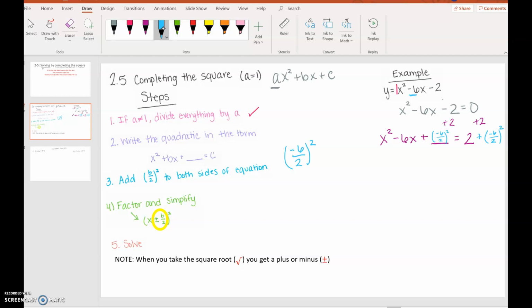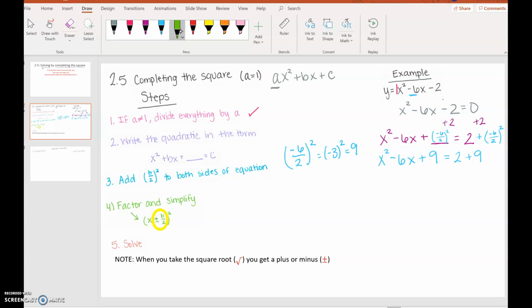So what does that equal? Well, x squared minus 6x plus negative 6 divided by 2 would be negative 3. So I'll write that over here. Negative 3 squared, which would equal 9. So that's where this is coming from. And it's the same thing on this side. So we have 2 plus 9. So we've added that to both sides. So now we go to step 4, which is factor and simplify.